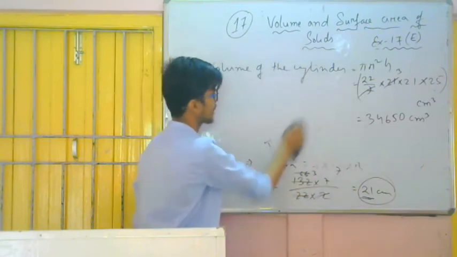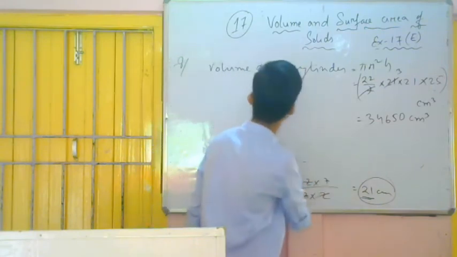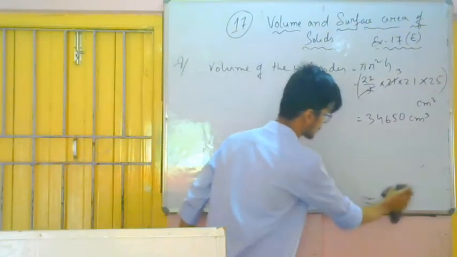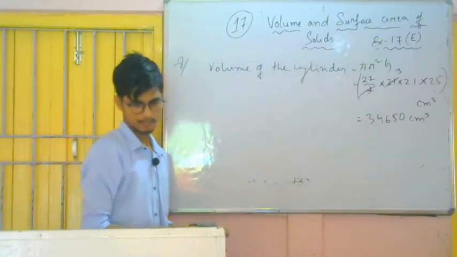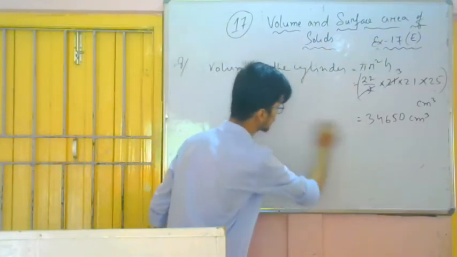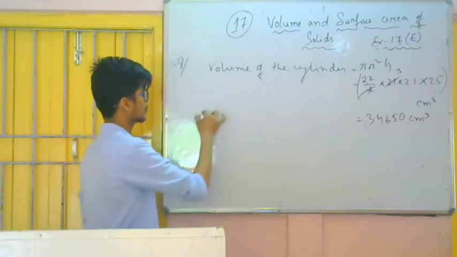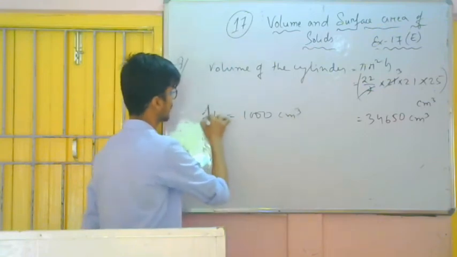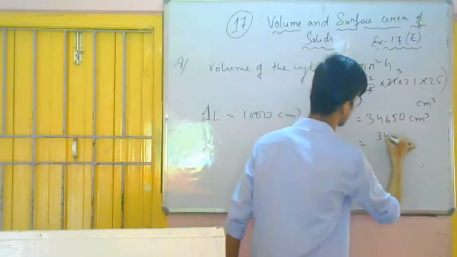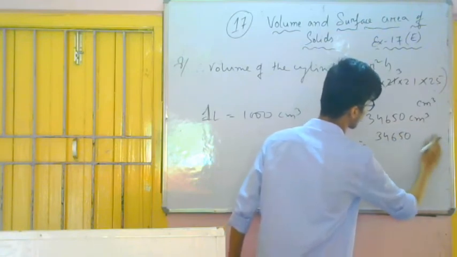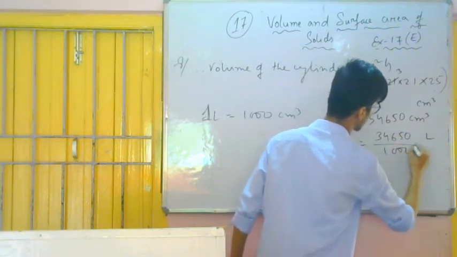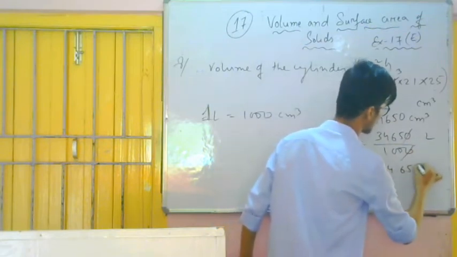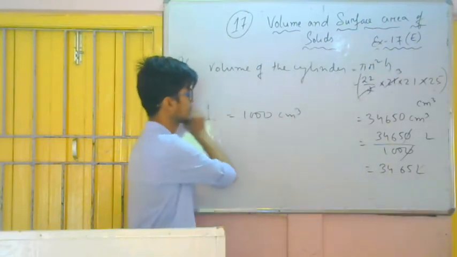But the question is to find how many liters of water it can hold. We know 1 liter is equal to 1000 cm cube. That means to convert this, I will simply divide it by 1000. 34650, the unit will be liter, and here I divide it by 1000. 10 and 10 cancel, 2 zeros, so the decimal will be placed before 2 places. So the answer is 34.65 liter.